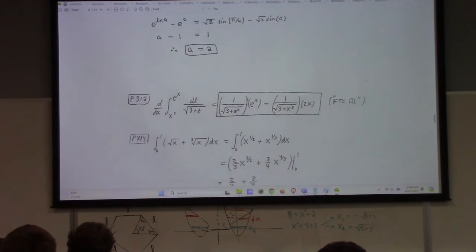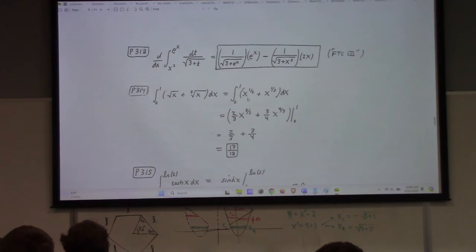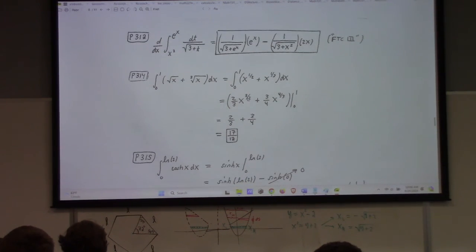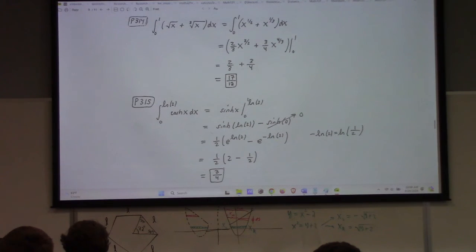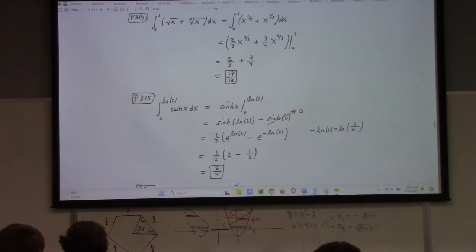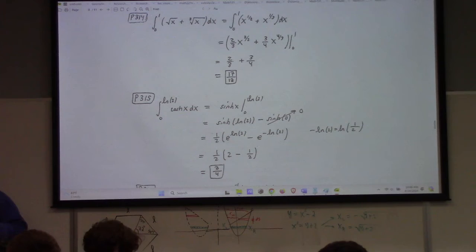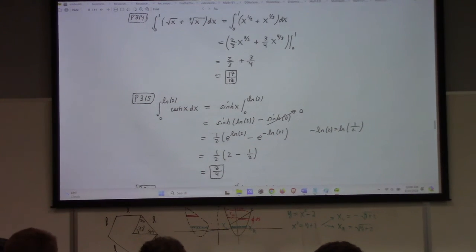Let's see here, what else can I tell you? This is FTC3 again. I would say another thing to mention is make sure you know what cosh and sinh are. Cosh is 1/2 (e^x + e^(-x)), right? Sinh is 1/2 (e^x - e^(-x)). These are the definitions of cosh and sinh. Sometimes you need to know those.